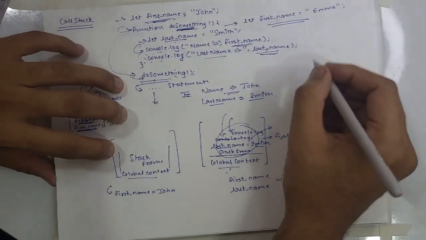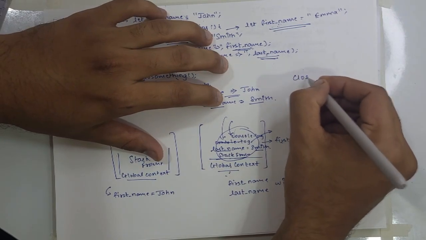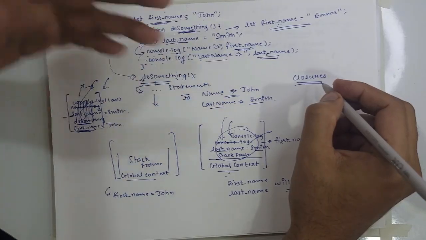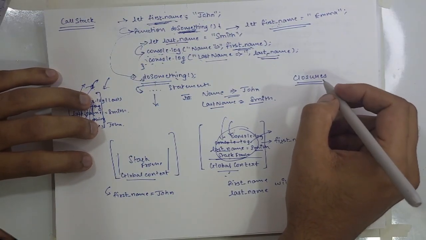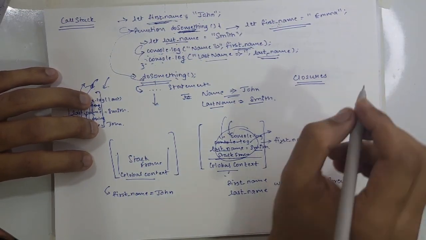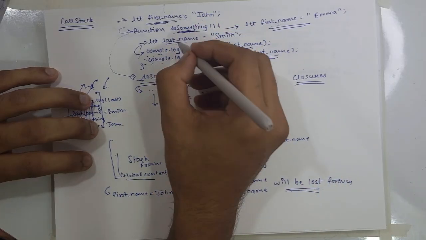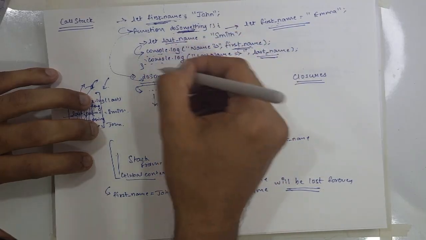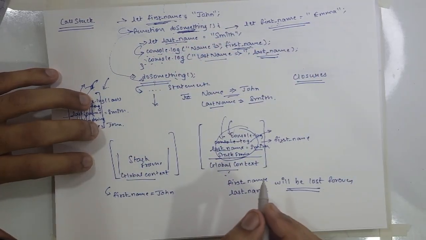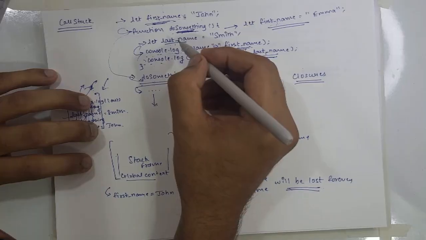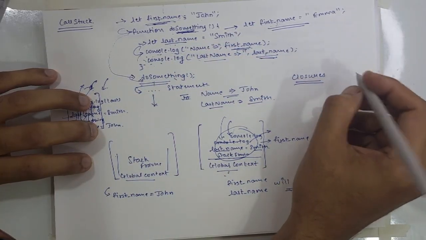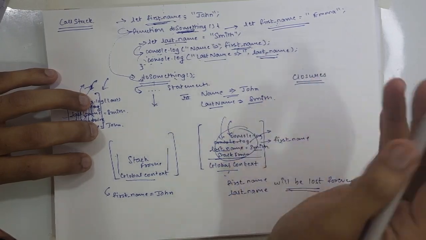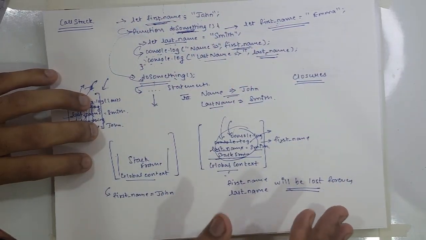Now there are some advanced concepts like closures, and we'll be talking about closures later on, what closures do, and how we can save, for example, this last name. As I said, this last_name will be lost forever when the stack frame is removed, but there is a way by which you can retain the value of last_name using closures, and we'll talk about that later when we are talking about closures. But as of now, this is how simply the function executes.